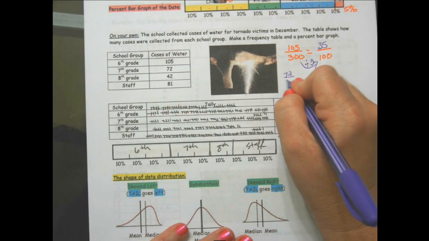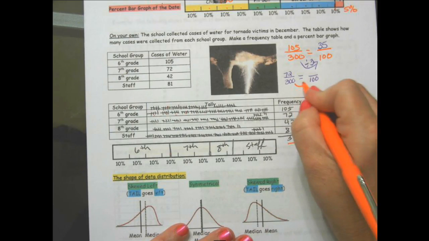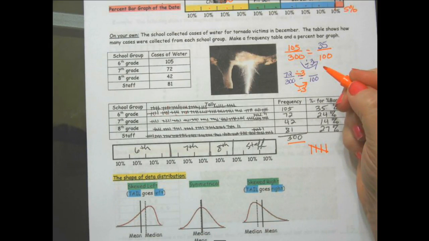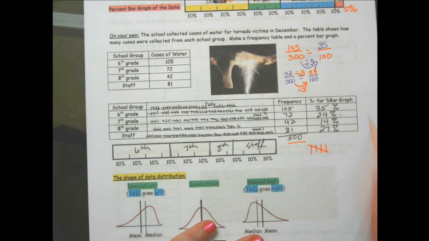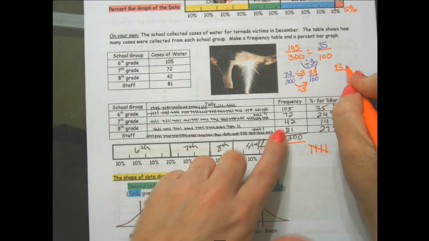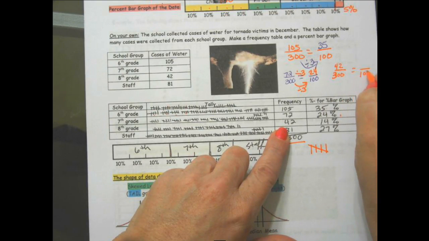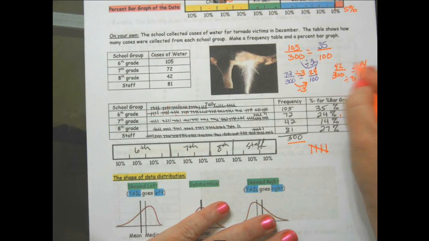72 out of 300. Divide by 3. So 72 divided by 3 is 24. So that was the 24%. 42 out of 300. We want to go to 100, so we divide by 3. 42 divided by 3 equals 14.